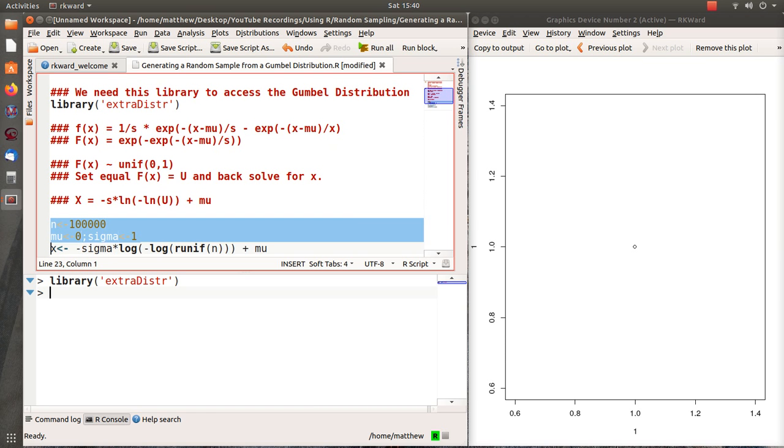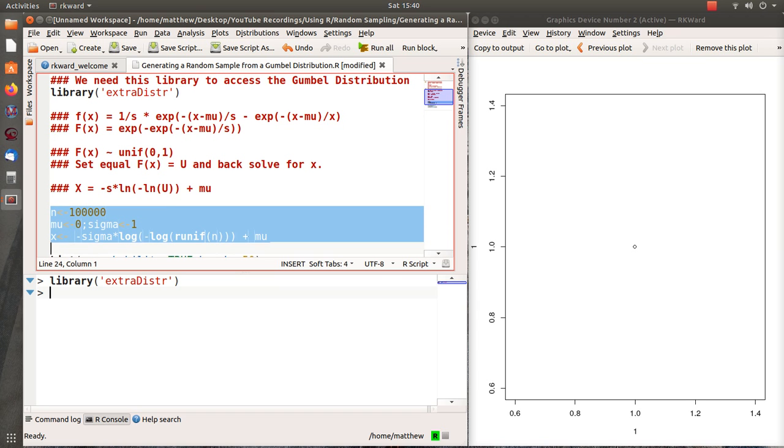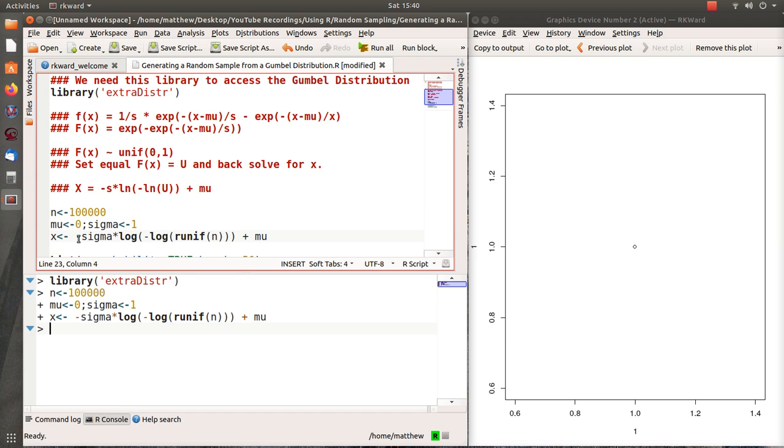So let's generate, what is that, 100,000 random variables from a Gumbel distribution using the inverse CDF technique. Now here we're going to assume that it follows a standard Gumbel distribution. That's where the parameter mu, which is not the mean, and sigma, which is not the variance, is equal to 1. These are just shift and scale parameters.